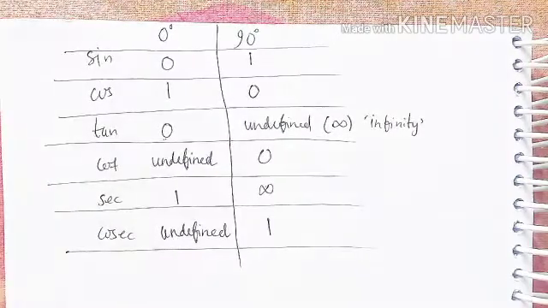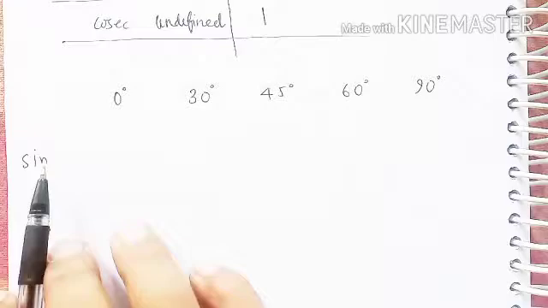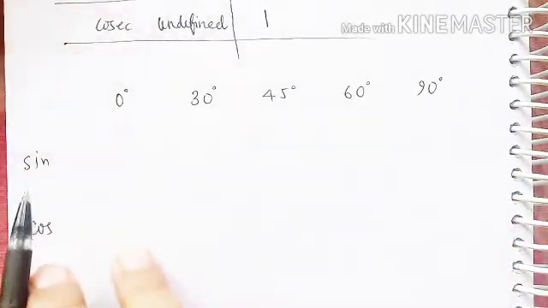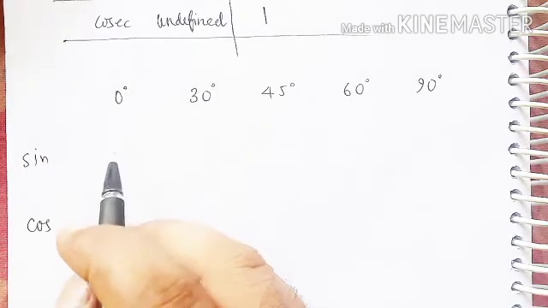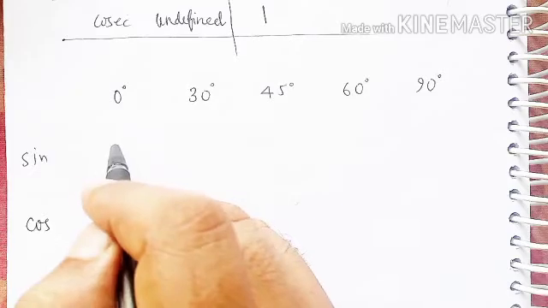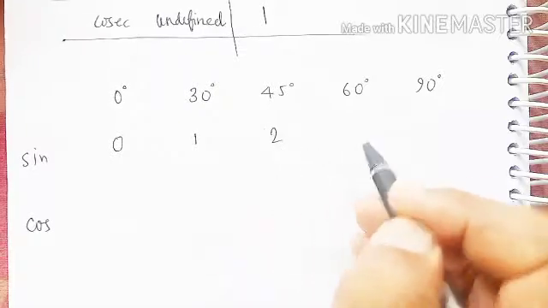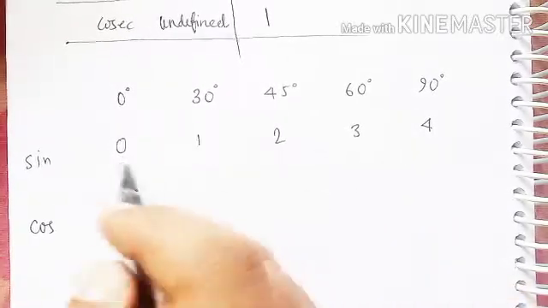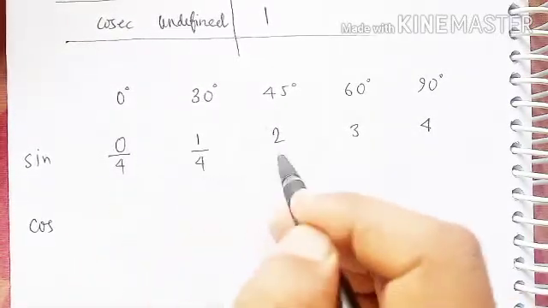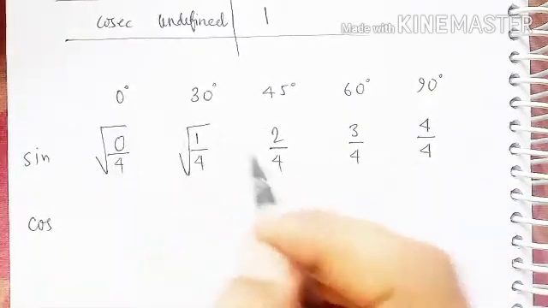Now how to remember and make the table for such angles? If you can write sin and cos for each of these angles, you can write the rest, tan, cot, and so on. The way is, you have to write 0, 1, 2, 3, 4. Now divide each one by 4. Take the square root of each one.